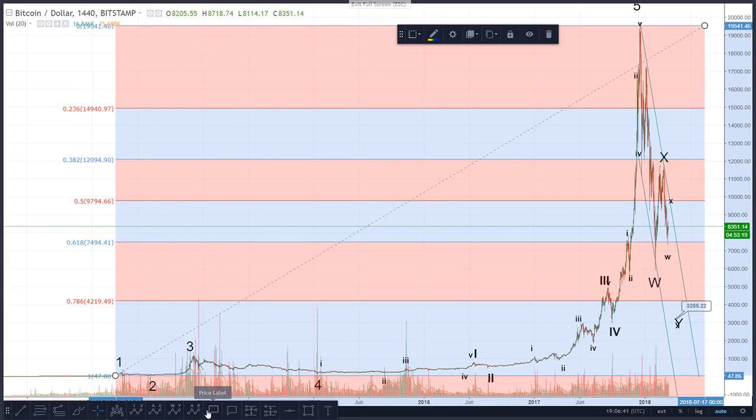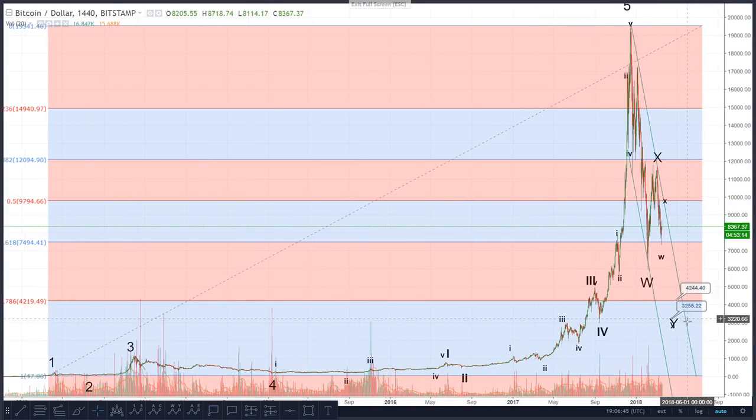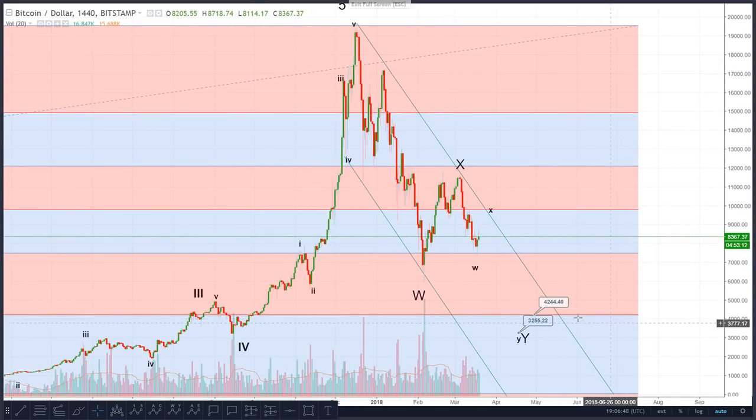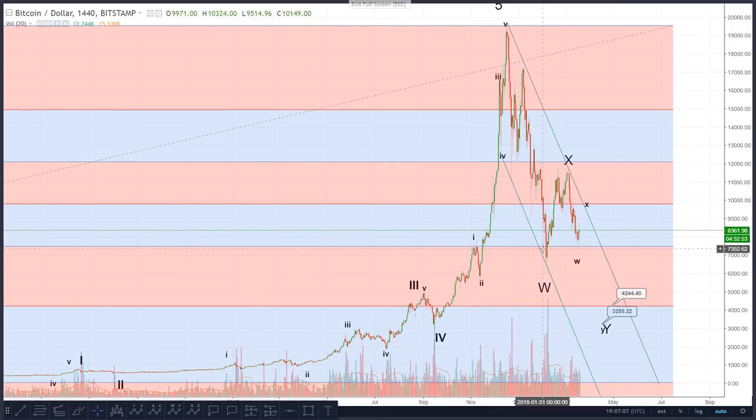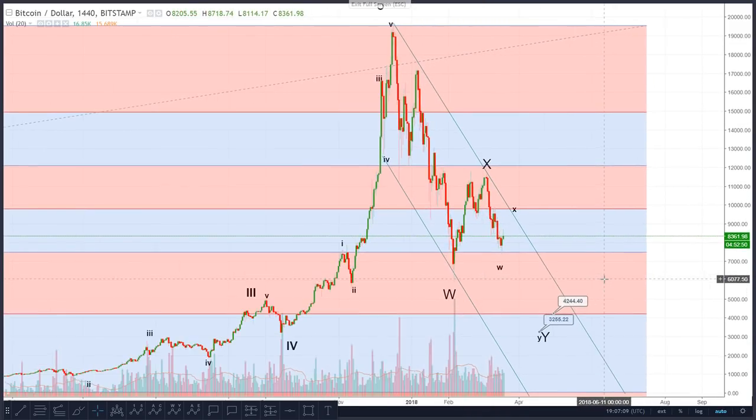So let's just put a label on there. These are the two primary targets, to be honest. First target is 4,244, and then we've got the 3,255. Either way, price has got a long way to come down first. So I thought I'd just summarize my whole Elliott wave count right from the genesis to where we are today. That's my primary count so far, and we'll have to wait and see what happens.